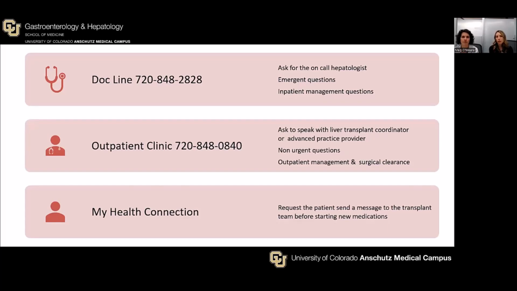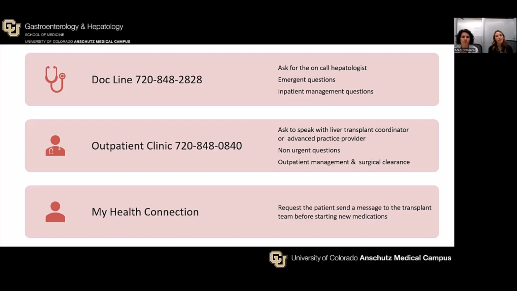We're hopeful that most questions can actually be answered by calling our outpatient clinic. Please ask through the phone tree, which can be a little frustrating and annoying. I apologize in advance. To ask to speak with one of the liver transplant coordinators, or Brittney or myself, so one of the advanced practice providers. This is really great for non-urgent questions that can wait at least 24 hours for us to get back to you. Or if you just have generic plan of care questions or maybe surgical clearance, this is a great way to get a hold of us.